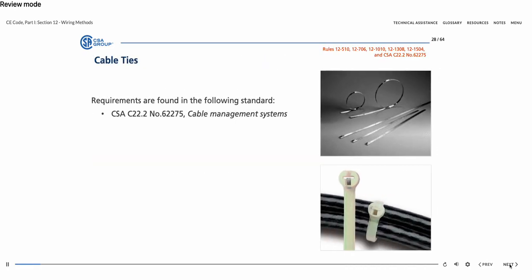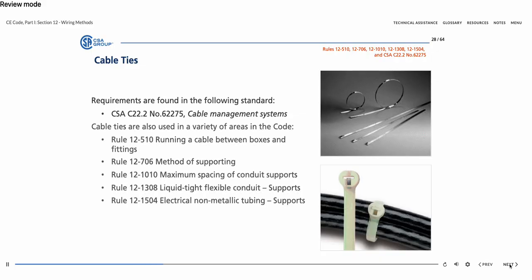Cables must be supported but cannot be damaged by the supporting process. Approved straps, cable ties specifically approved for the purpose, and other devices are allowed to be used at the intervals specified by the code. Note that cable ties have a variety of different purposes when it comes to wiring, and they are used in several areas within the code, which are listed here. For more information, see Appendix B.